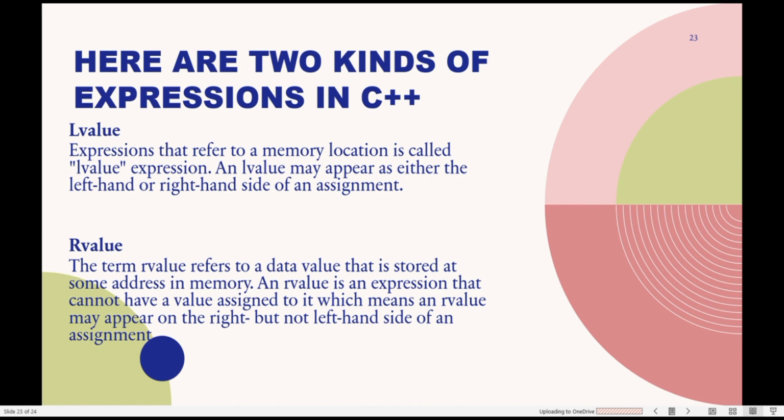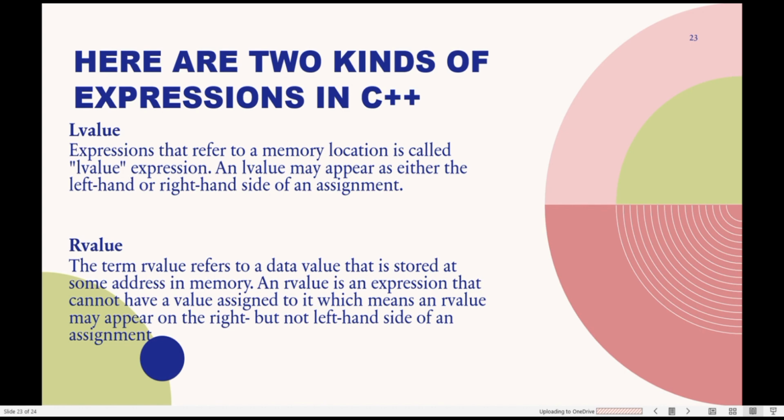There are two kinds of expressions in C++, L value and R value. Expressions that refer to a memory location are called L value expressions. An L value may appear as either the left-hand or right-hand side of an assignment. L values represent memory locations or objects that can be assigned a new value and can appear on both sides of an assignment. R value: the term R value refers to a data value that is stored at some address in memory.